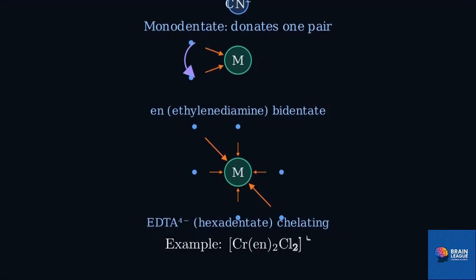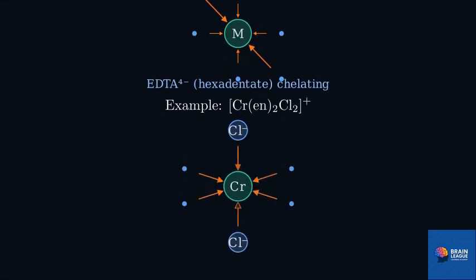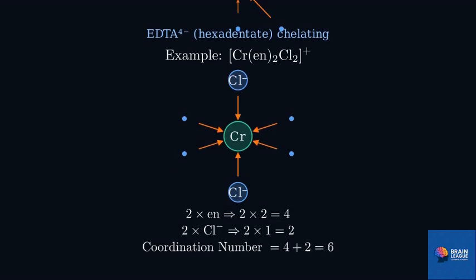Coordination number is the total number of donor to metal bonds. To find it, count each donor atom that binds to the metal and add them up. For example, in [Cr(en)2Cl2]+, each en is bidentate, giving 2 donors each. 2 en ligands contribute 4, and 2 chloride ligands contribute 2 more. The coordination number is 6.